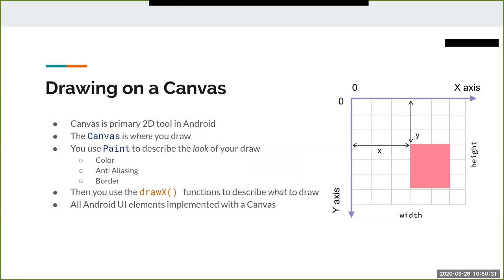So the canvas is where you draw. Then you use a class called Paint to describe the look of your draw. You can set things like color, whether it should be anti-aliased or not. And you can add borders and change the fonts and do other things like that. And then there is a series of draw functions like draw circle, draw square, draw text that you use to describe what to draw. So Paint is how it looks, canvas is where you draw it, and the draw functions describe what you want to draw. And all the Android UI elements are implemented by drawing on some sort of a canvas. So buttons are basically rectangles with text. Obviously there's a bit more styling and stuff involved, but that's more advanced stuff.